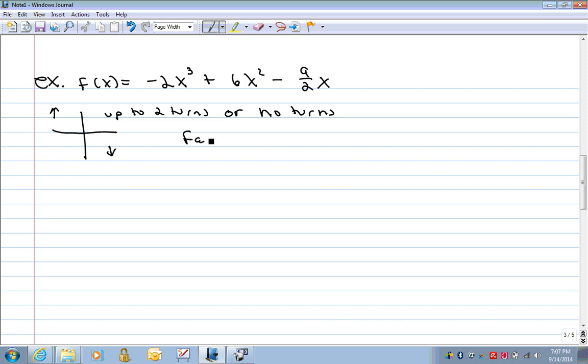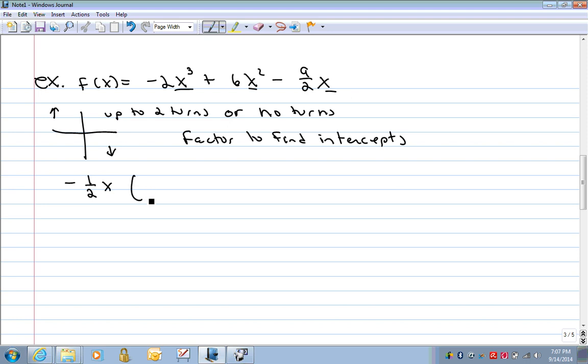So we want to factor to find intercepts. All right, the first thing I want to do is factor out the 1/2, since they're all divisible by 2. I'm also going to factor out the negative in the front, so I'm going to take out a negative 1/2. Oh, and look, they all have x's, so I'm GCFing.